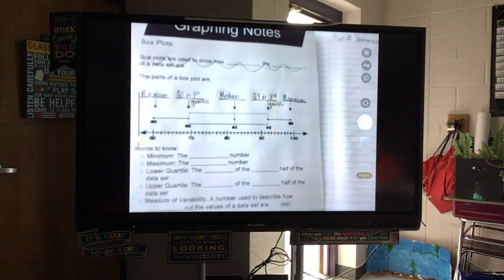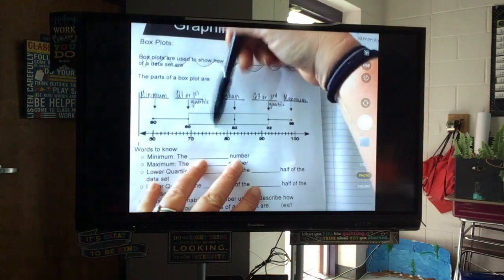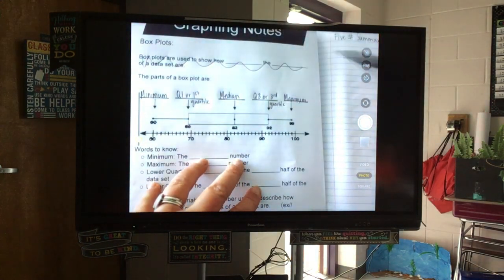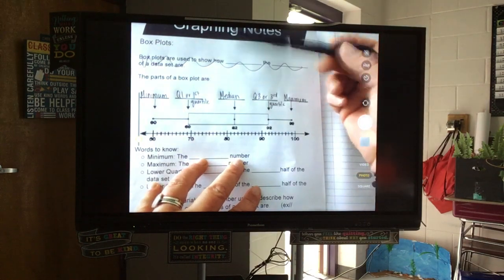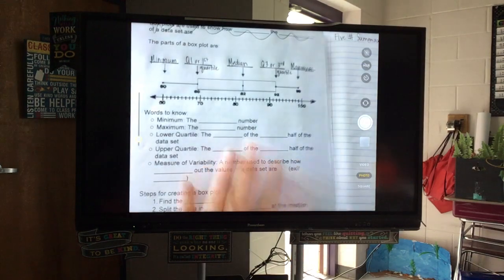Now, technically with a box plot, you're essentially breaking up your numbers into 4s. So you have 1, 2, 3, 4. This is technically your fourth quartile, this is your second quartile, if you wanted to have different names for your median and your maximum. But you will see it like this more than you'll see it with Q2 and Q4, okay? All right, so words to know.